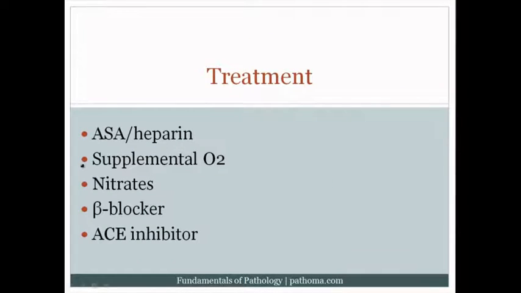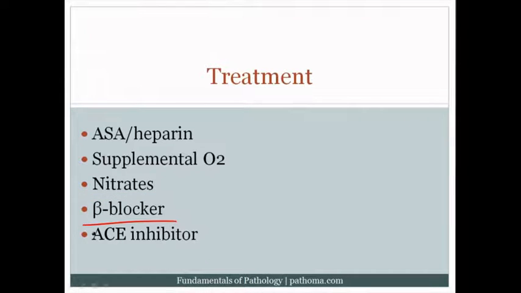The treatment for myocardial infarction is aspirin and heparin. The goal here is to limit additional thrombosis. Recall that it was the complete occlusion of the coronary artery by thrombosis that led to the MI, and so we want to limit the thrombosis. Supplemental oxygen is given to minimize ischemia. Nitrates are given with the goal of vasodilating both arteries and veins. Of course, the major mechanism would be dilatation of the veins, which would decrease the preload on the heart, which would then decrease the stress on the heart.